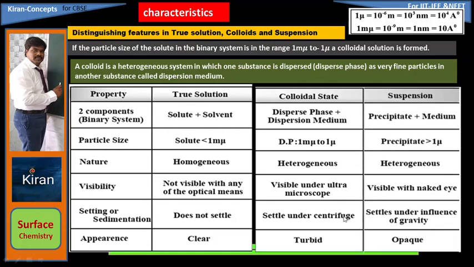Third one, suspension. It is formed by the combination of precipitate plus medium. The precipitate size is more than 1 micron. It is a heterogeneous mixture. We can see all the particles with our naked eye, settled under the influence of gravity. These suspended precipitate particles settle under the influence of gravity. It looks opaque. So these are the important differences between true solution, colloidal solution and suspension.